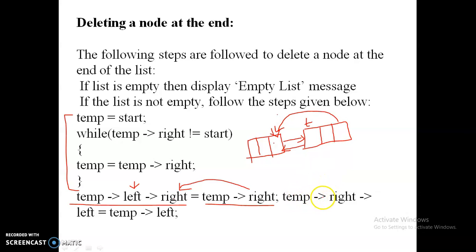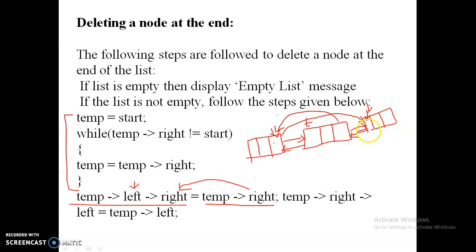Next, temp of right of left. Temp of right is the node which is after our temp node. So its left, temp of right of left: temp of right is this node, and this node's left is this pointer. This is the temp of right of left. This is assigned with temp of left, that is, its previous node. This node address is assigned here.